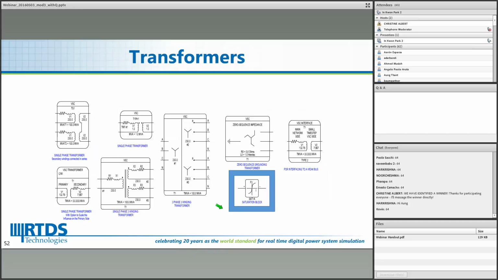Then we have many different transformer configurations in the small timestep library, and we have a separate saturation branch model in the small timestep library. That means you can do almost exactly the same simulation as you would do in large timestep by using some of this transformer model in your small timestep or in your power electronics simulation.